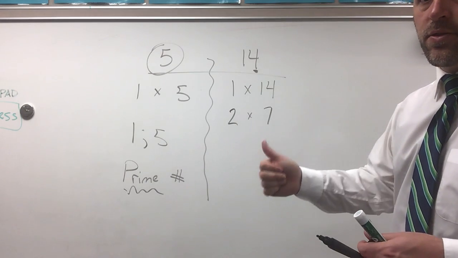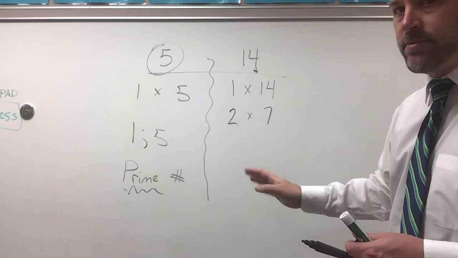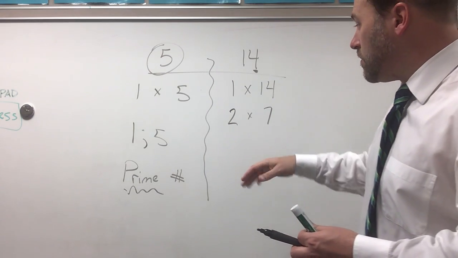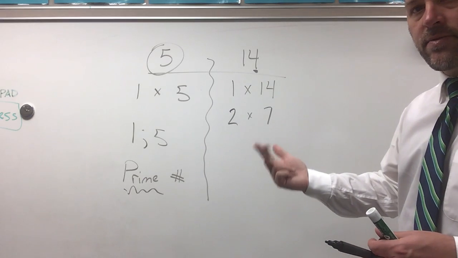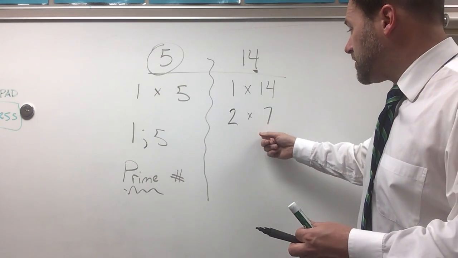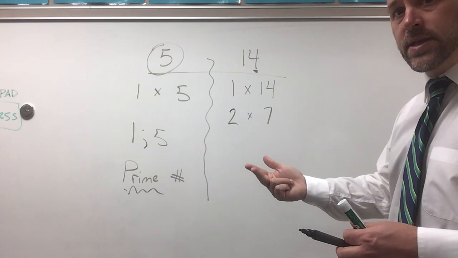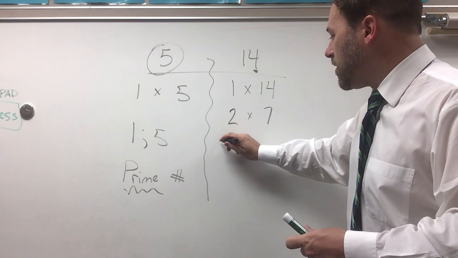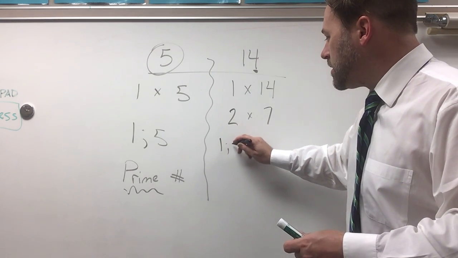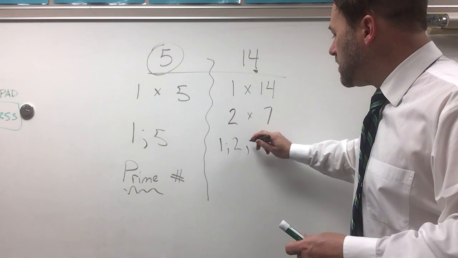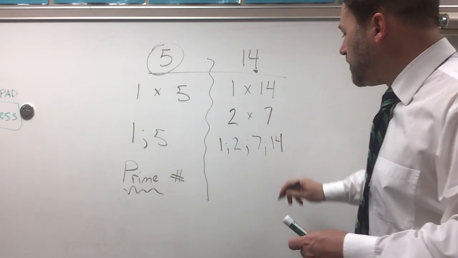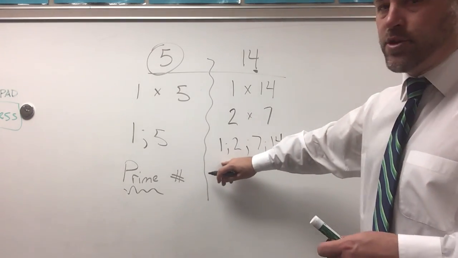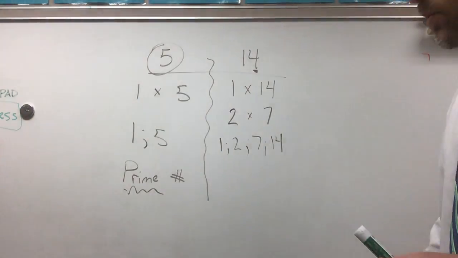What about 3? 3, 6, 9, 12, 15. Now, what about 4? 4, 8, 12, 16. What about 5? 5, 10. What about 6? 6, 12, 18. I think the only factors we have are the 4 we have listed here. So 1; 2; 7; and 14. I'm putting semicolons in between, just because sometimes when you put a comma in between, it looks like a really weird looking number.